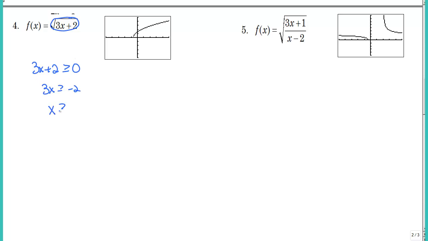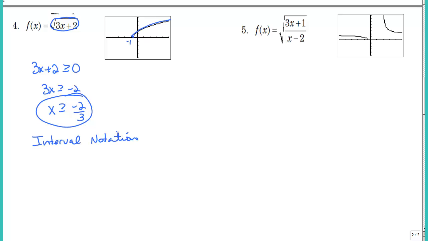Subtract 2 and divide by 3. Well, if you look at here, this is negative 1. That looks like negative 2/3, and the graph is only greater than or equal to negative 2/3. That is the domain. Now you need to write your answer in what's called interval notation.